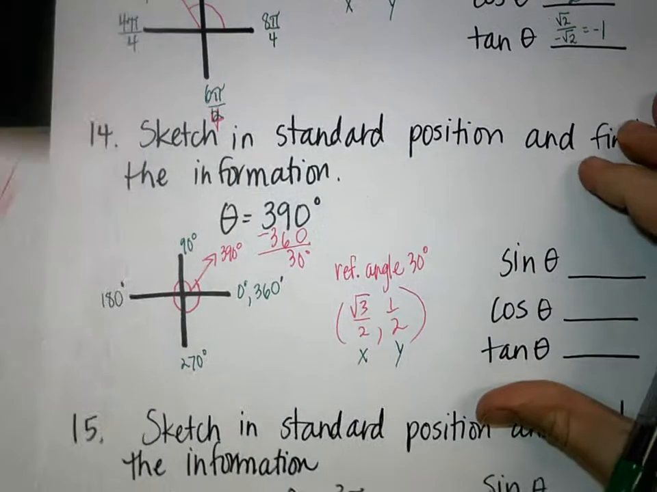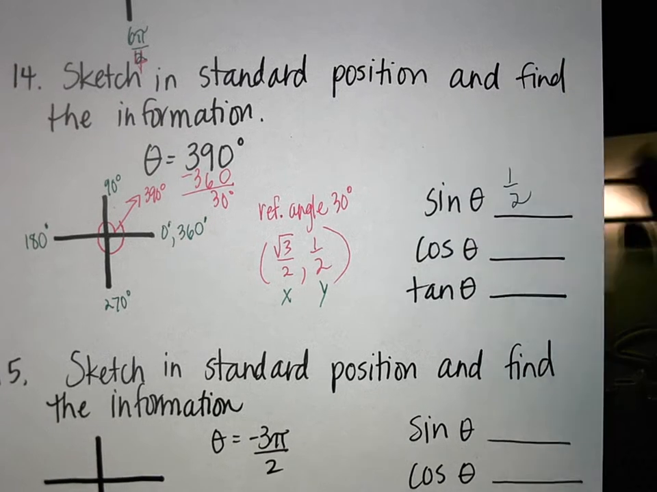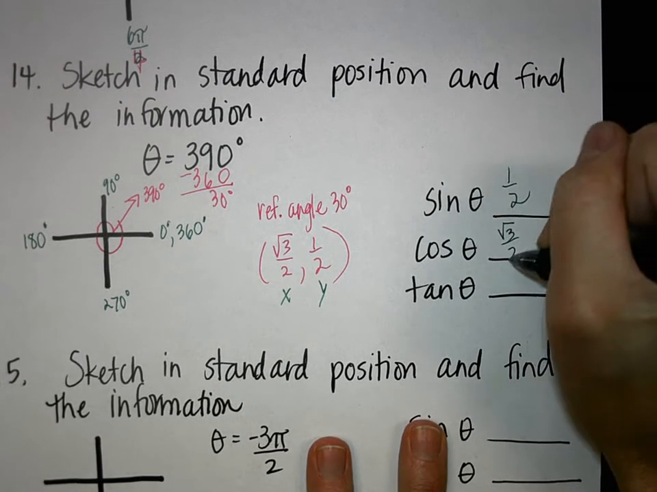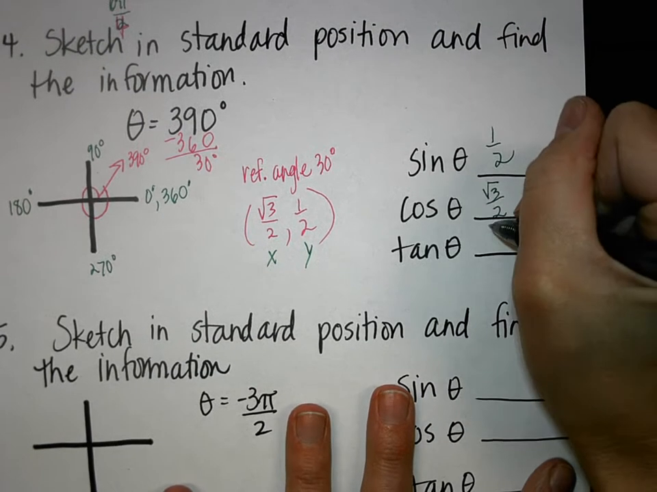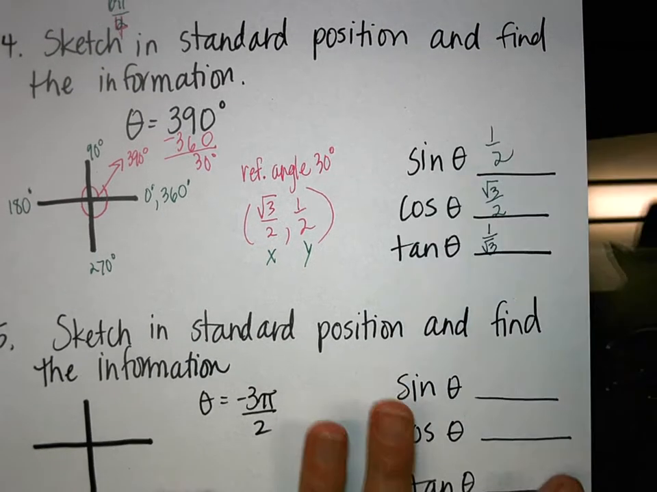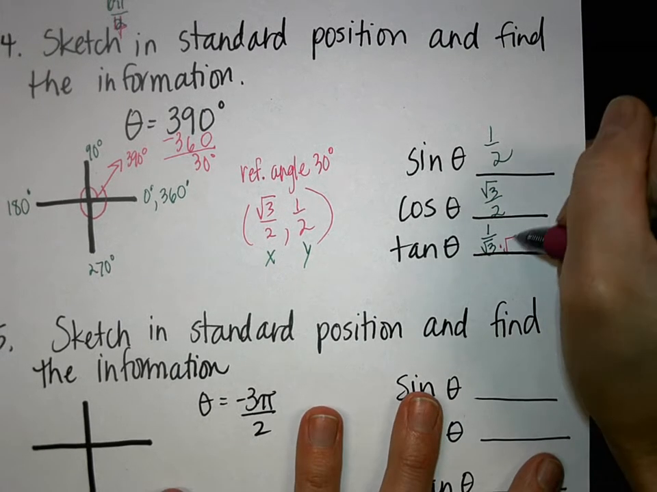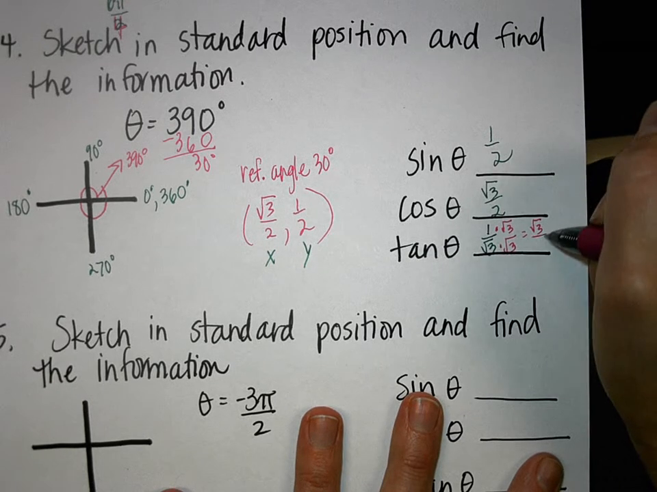We know that sine represents our y value, which is 1/2. Cosine represents our x value, which is root 3 over 2. And tangent is y over x, so that will be 1 over root 3. You would need to rationalize the denominator by multiplying by root 3 to both the top and the bottom. When you do that, you end up with root 3 over 3 is tangent.